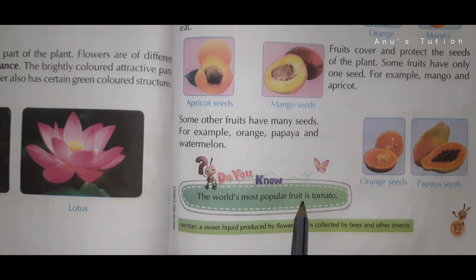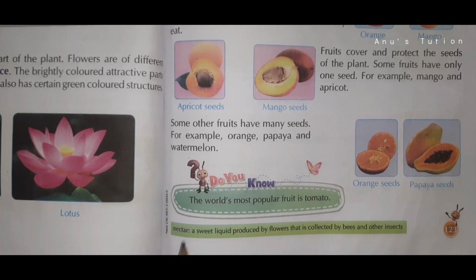The world's most popular fruit is tomato. Okay. Next.